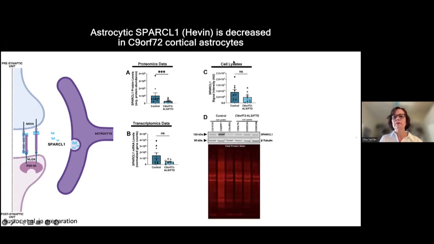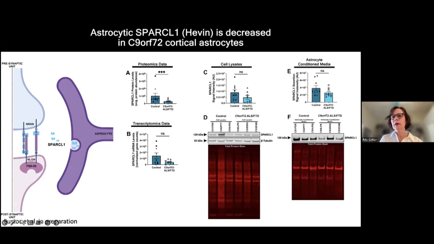Lynette very quickly validated this by looking at Western blots of the cell lysates. So in addition to the omics proteomics analysis, she ran Western blots and confirmed that there's a decrease in SPARCL1. Most interestingly, she also looked at astrocyte conditioned media, which is where we should find SPARCL1, it being a secreted protein. And when we did Western blot analysis, again, she saw a decrease in the amount of SPARCL1 that's being secreted in the supernatant.